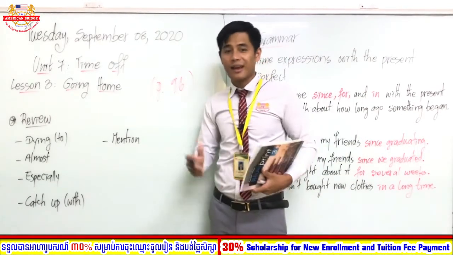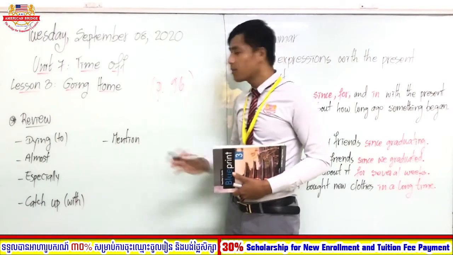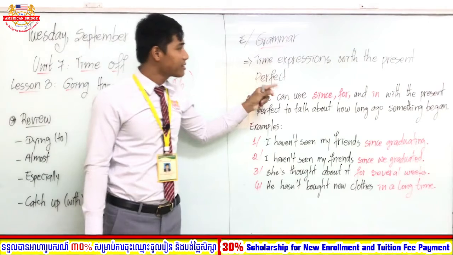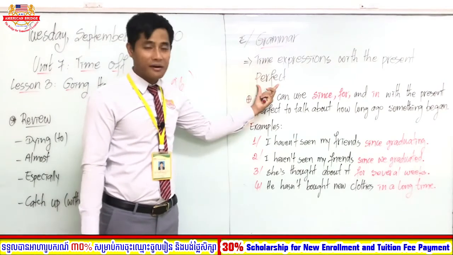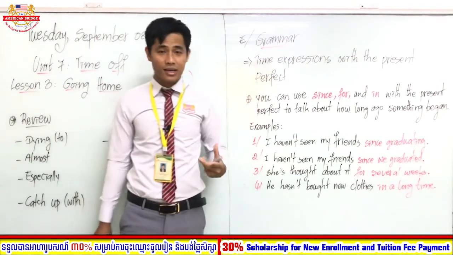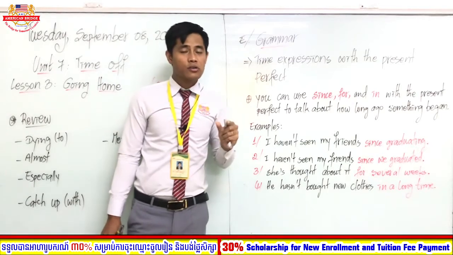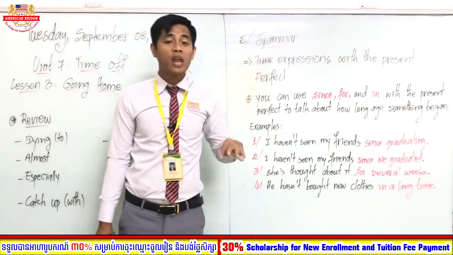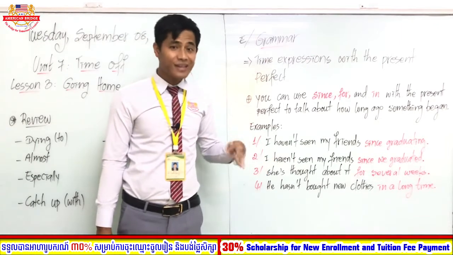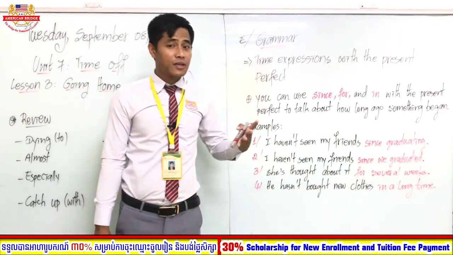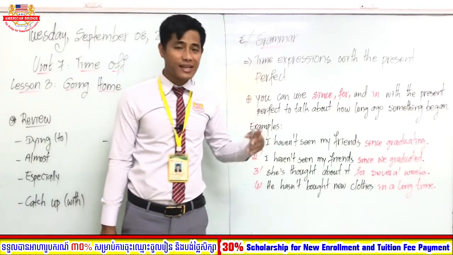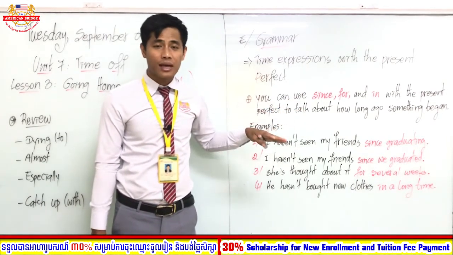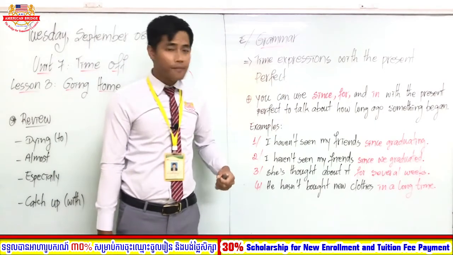You know how to read it and you know its meaning. Now let's get started with our grammar, time expressions with the present perfect. You know about the present perfect already. With the present perfect, we talk about an action that happened in the past, finished or not finished, at an unspecific time. Unspecific time means we're not sure about the time that one action happened in the past. We don't know when it happened. So we use it with the present perfect.